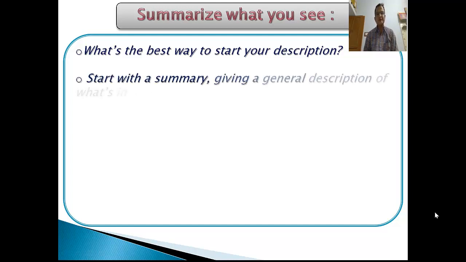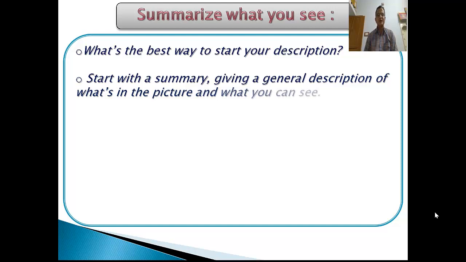Start with a summary. એક સારાંશથી શરૂઆત કરો. Giving a general description of. અને એક સામાન્ય વર્ણન આપો. સામાન્ય વર્ણન એટલે કે જેમાં what is in the picture, ચિત્રમાં શું દર્શાવેલ છે, and what you can see, અને ચિત્રમાં તમે શું જોઈ શકો છો.